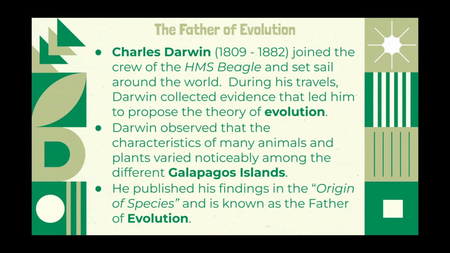And during his travels, he collected evidence, and this evidence was capturing animals, doing drawings, taking plant specimens, all these different things to then look and compare. And that led him to propose his theory on evolution. And he was observing these characteristics of these animals and plants. And the one place that he found the most differences that really just caught his eye were the Galapagos Islands.